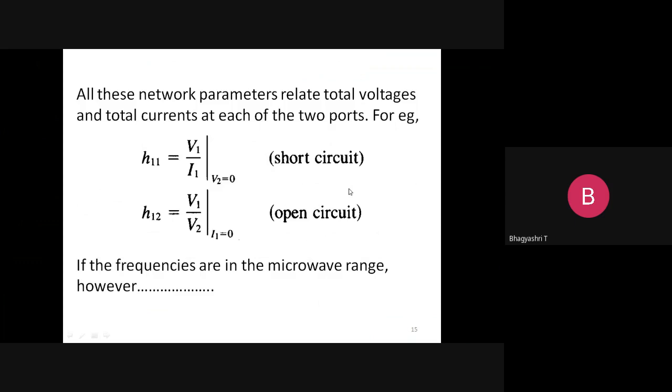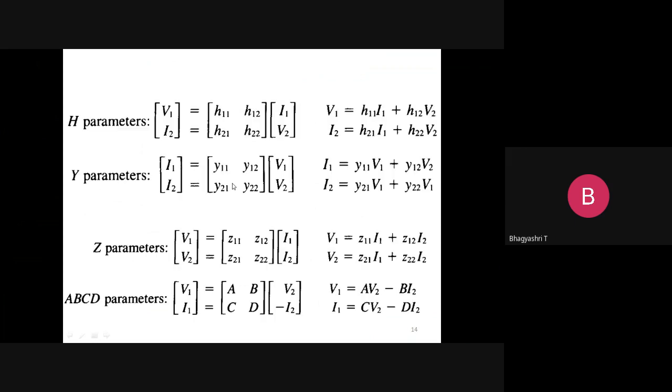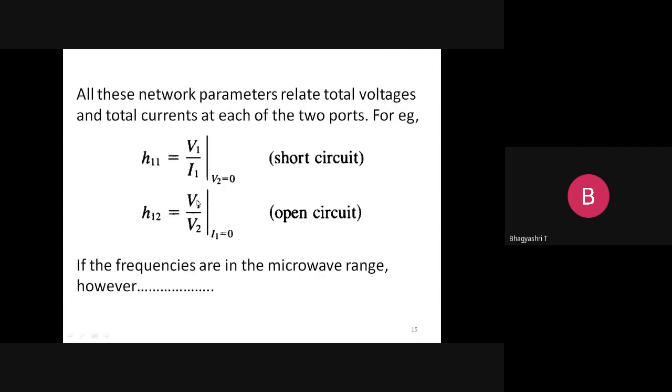Okay, so this is a very important condition for the ABCD parameters, then Y, Z and then H. If you remember the formulas, when we want to find those parameters H, Y, Z and ABCD, the necessary condition is that we short or open the circuit. Okay, but is it possible in a microwave?